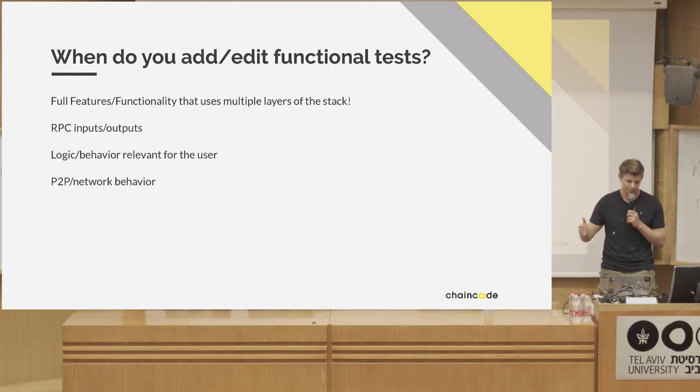So this is a bit hard to say. In general, when do you add or edit functional tests? Usually when you just want to test full features that take multiple layers of the stack. This can be almost anything in Bitcoin. Briefly said, the only time where I would say you would not edit or add a functional test is when you don't really add something new, when you do a refactoring, and you don't really change any functionality that the user sees or that the user would notice.